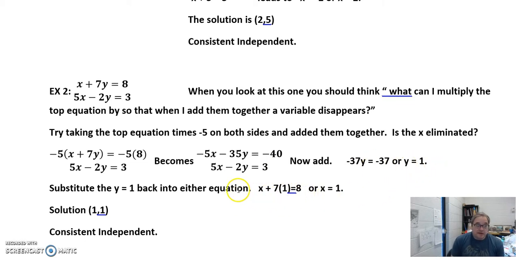Substitute this back into either equation, and x is 1. The solution is (1, 1). That's where the two lines intersect. It's consistent independent.